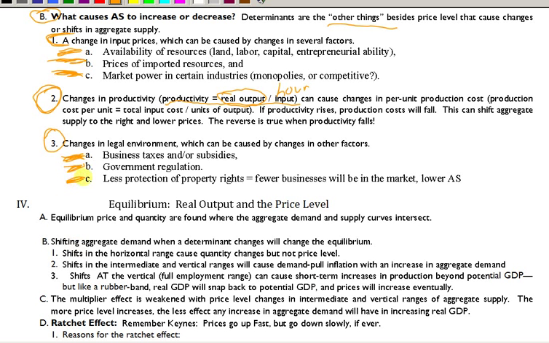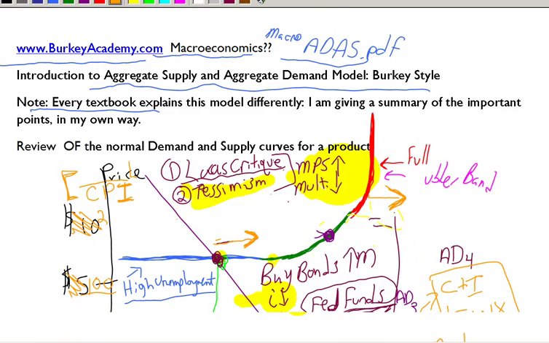Also, protection of property rights. The less protection of property rights you have means fewer businesses will be in the market. Instead of equals, maybe we should have implies there. Fewer businesses will be in the market and a lower aggregate supply. Why would I start a business if I'm in a country where the government can just take that business from me or shut me down for absolutely no reason? So better protection of property rights can increase aggregate supply. So let's go back and look at our graph here.